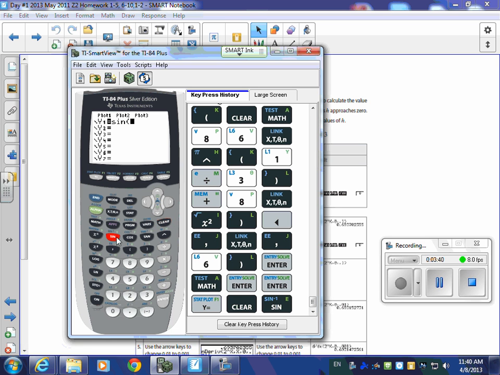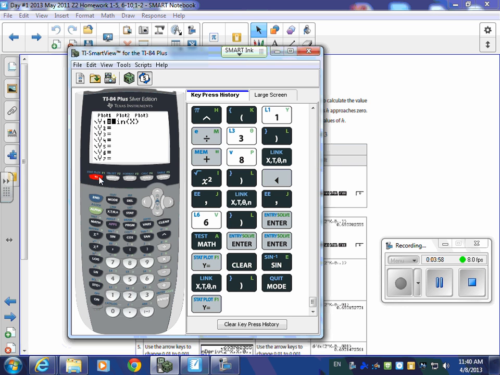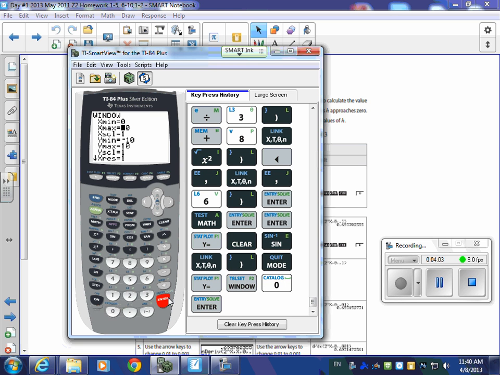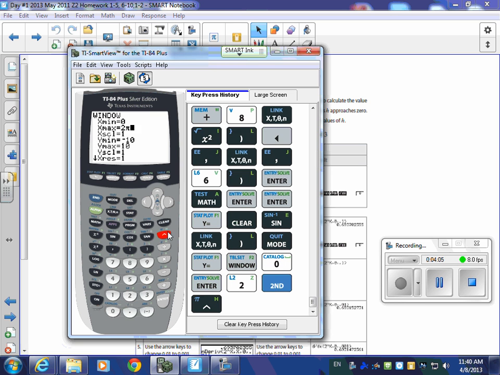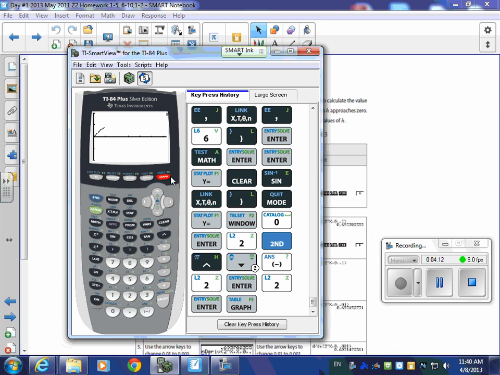Put in sine of x. And whenever we draw a curve, what mode do you have to be in? Radians, or it doesn't work. So you've got to be in radians. I'm going to double check. Yep, I'm in radians. I'm a winner. And so I'm going to go from 0 to 2 pi, and I'm going to go from -2 to 2. You know what this is going to look like. It's just going to be a nice little sine curve.